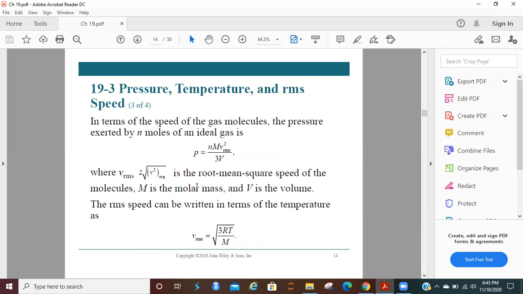So in terms of the speed of the gas molecules, the pressure exerted by n moles of an ideal gas is going to be given by this equation, where v sub rms is the square root of the average velocity squared, the root mean squared speed of the molecules, M is the molar mass, and V is the volume. The RMS speed can be written in terms of temperature as this. So basically you can take a lot of these equations and rearrange them, and this is what you can come up with.